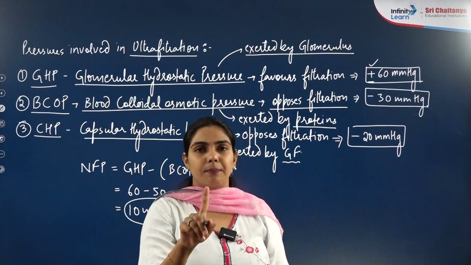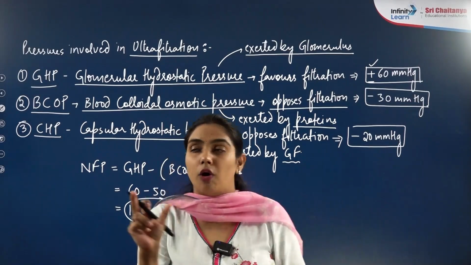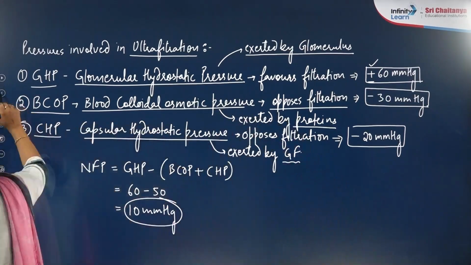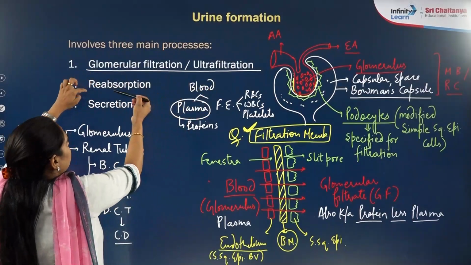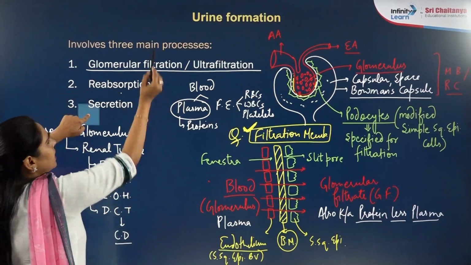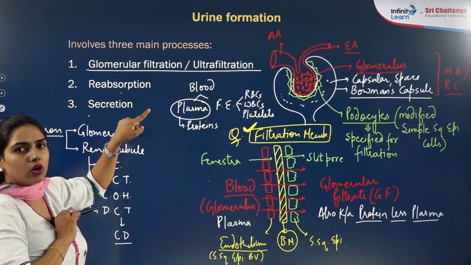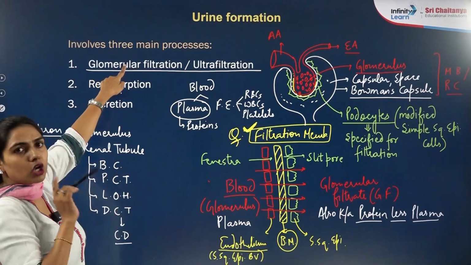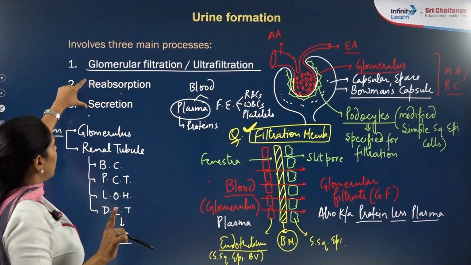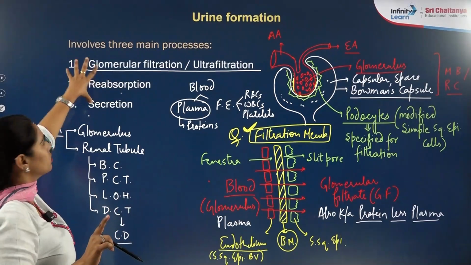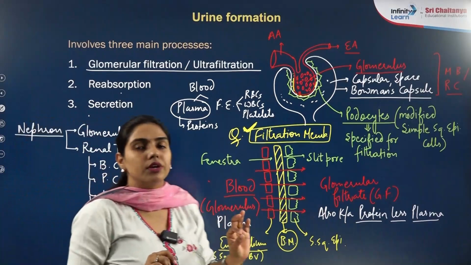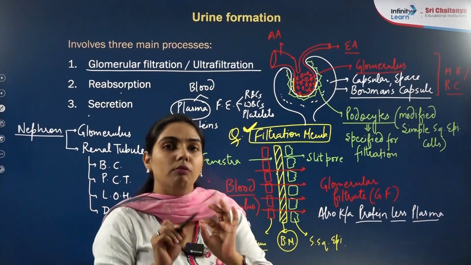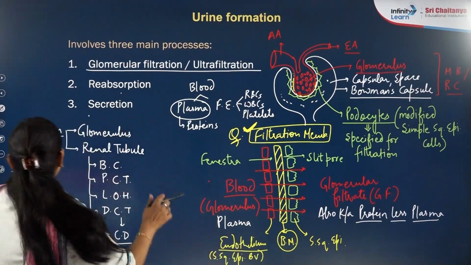After the first step, the glomerular filtrate is formed. After the second and third step, the urine will be formed. Alright? After the first step, glomerular filtrate is formed, and after the second and third step also. So after all these three steps, urine will be formed. I will tell you how urine will be formed. Now let us see how much glomerular filtrate will be formed.